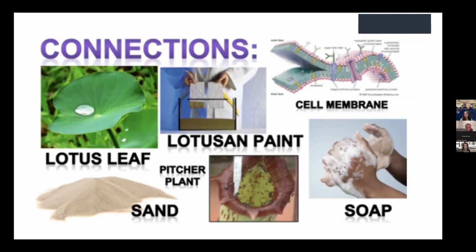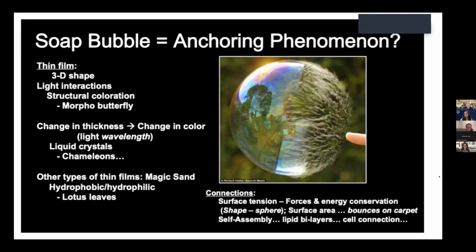Well, we can take a look at things like lotus leaves and paint that has been developed to have that hydrophobic property. We can look at things like pitcher plants, which have hydrophilic properties to be able to cause insects to fall inside so they can eat them. Things like soap. And there's actually kind of a connection there with cell membranes as well. And overall, you could actually use soap bubbles as an anchoring phenomenon in investigating nanoscience.